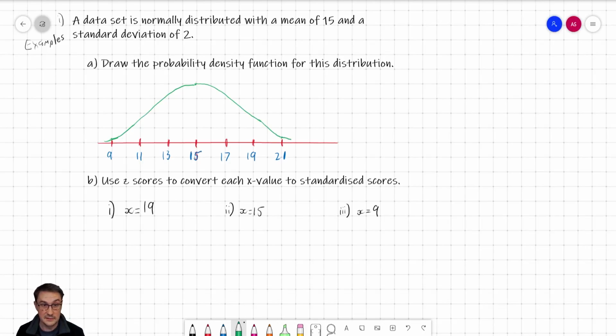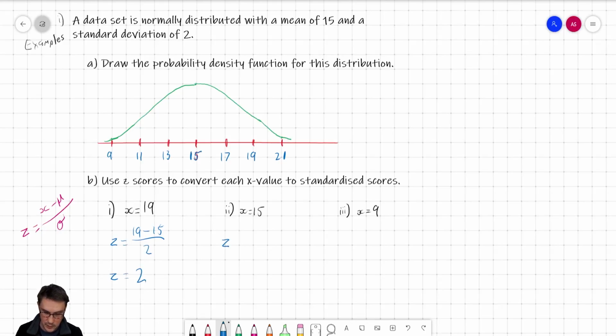Now, the next aspect we're asked to do here is use z-scores to convert each x value into a standardized score. When we're finding a z-score, remember this is z is equal to x minus the mean over standard deviation. So in this case, we're going to use that formula for each of these. For the first one, we've got x is equal to 19, our mean is 15, and we're dividing all that by 2. So when we work out this first one, we end up with 4 over 2, and that becomes 2.